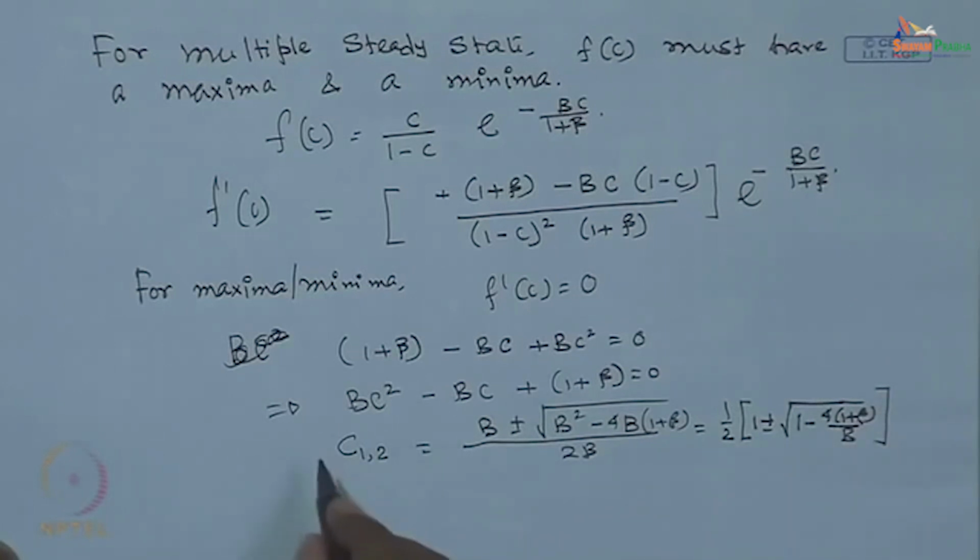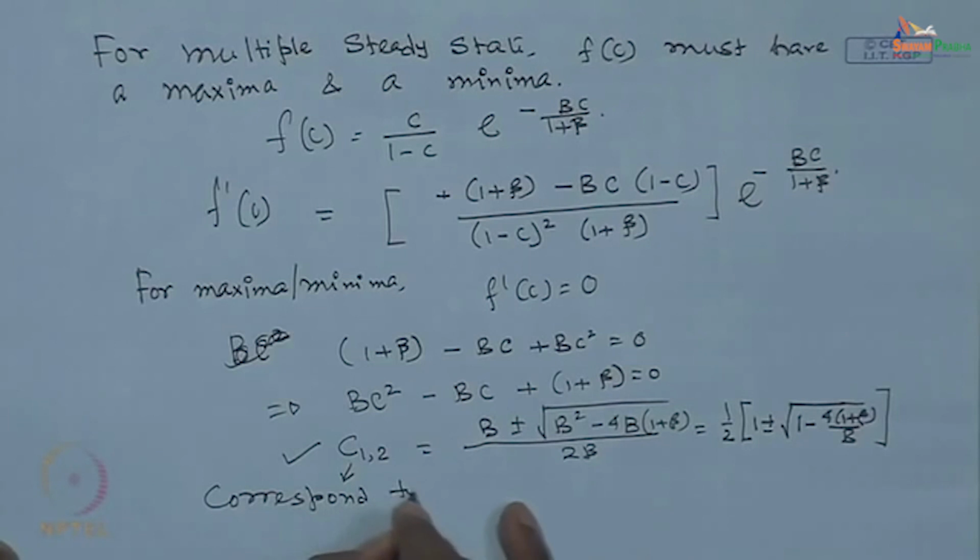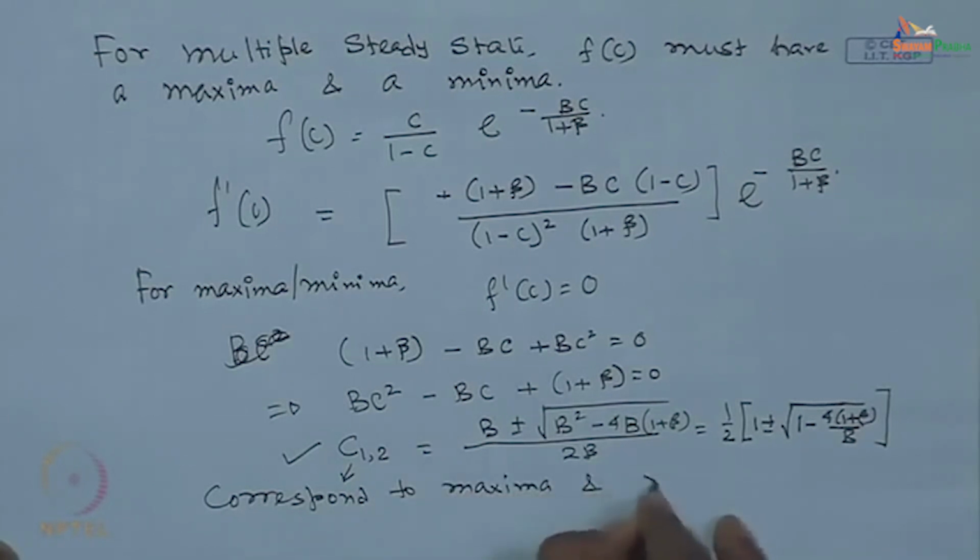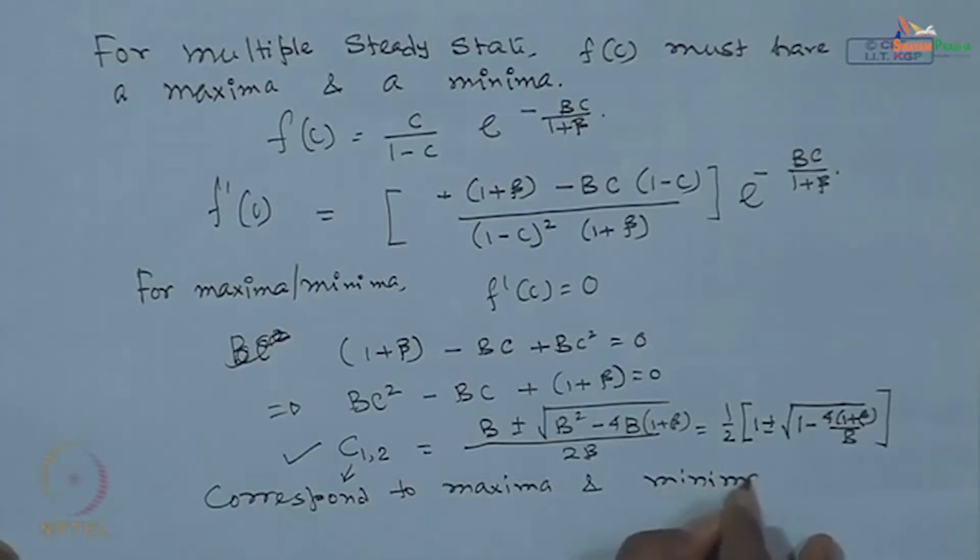So there are two roots. One root corresponds to maxima and the other root corresponds to minima.